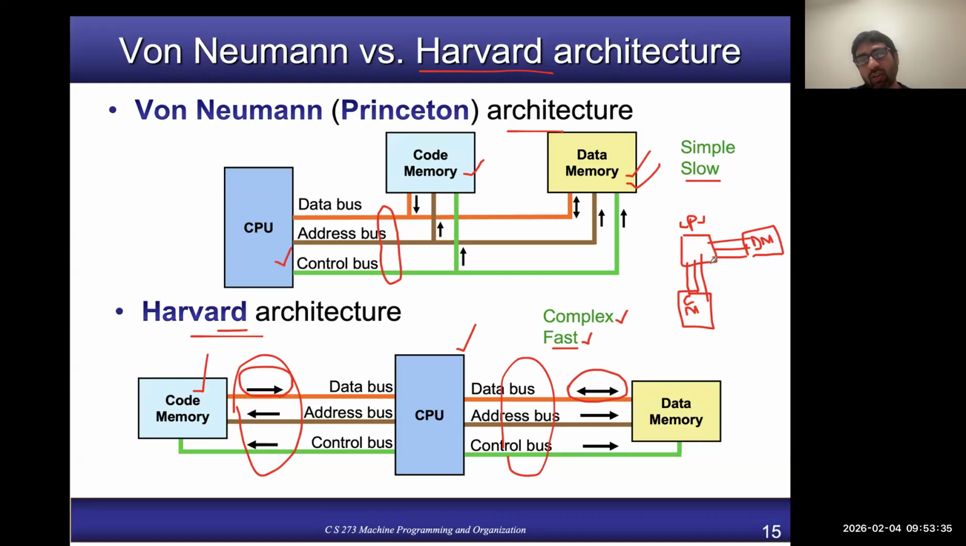Because now it will also become expensive. Now we need more pins here, right? Because these buses are going out of the chip, and our processor will become expensive. But that's why in the general purpose processor, people normally use this architecture.